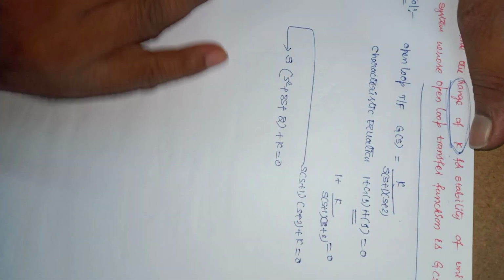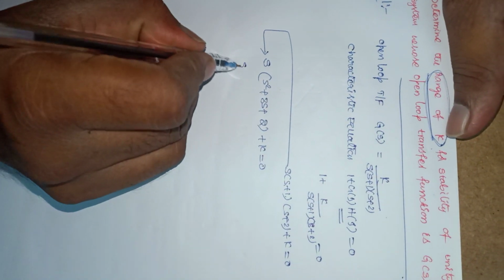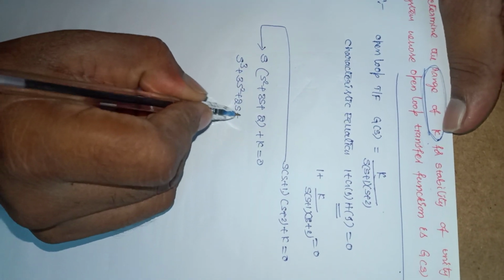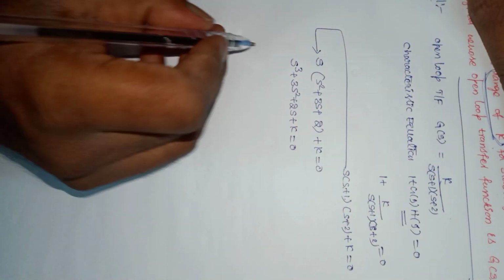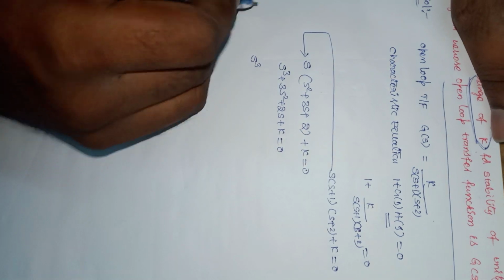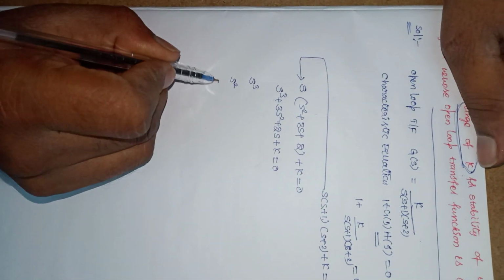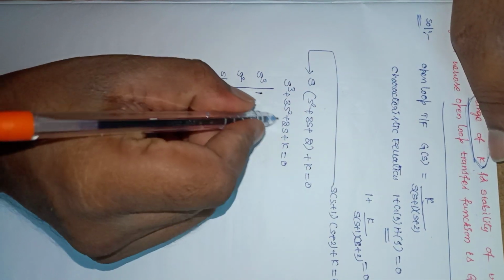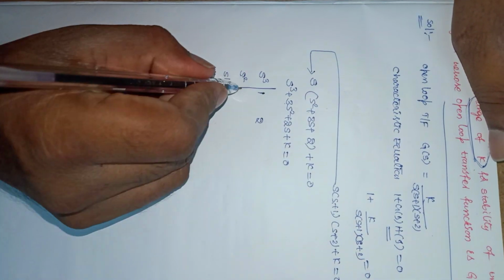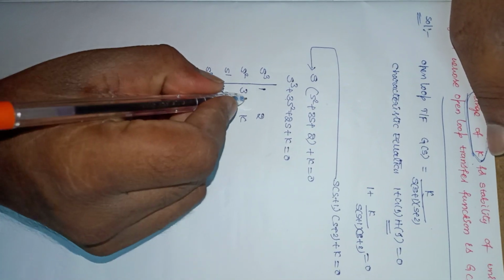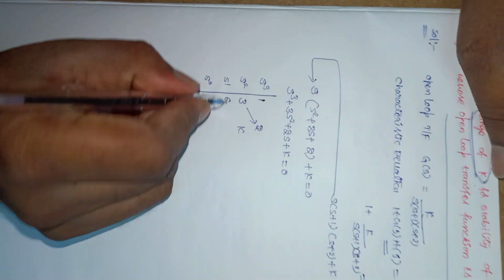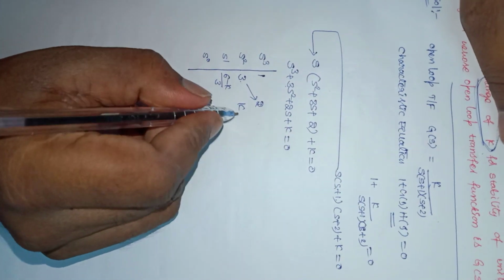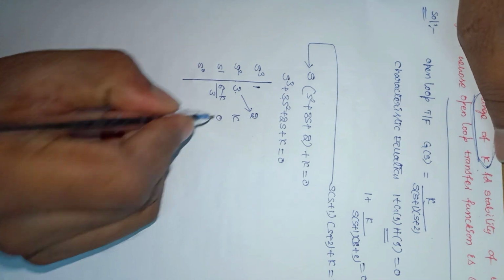This equation comes from this equation. So it is s cube plus 3s square plus 2s plus K is equal to 0. And you use this Routh array here: s cube, s square, s power 1, s power 0. S cube, it is 1, it is 2, next s square, it is 3, and it is K. You multiply 3 into 2, 6, minus K divided by 3. This element, 3 into 0 minus 0, so this element is equal to 0.